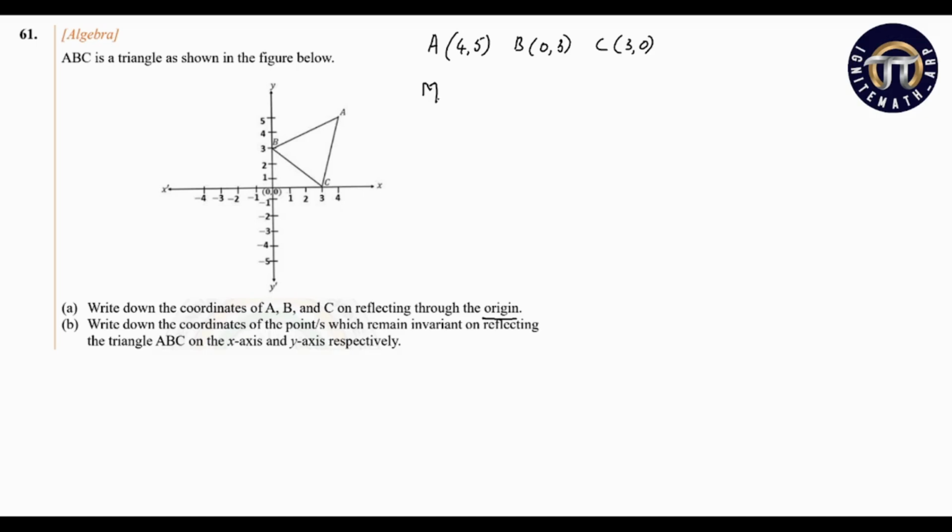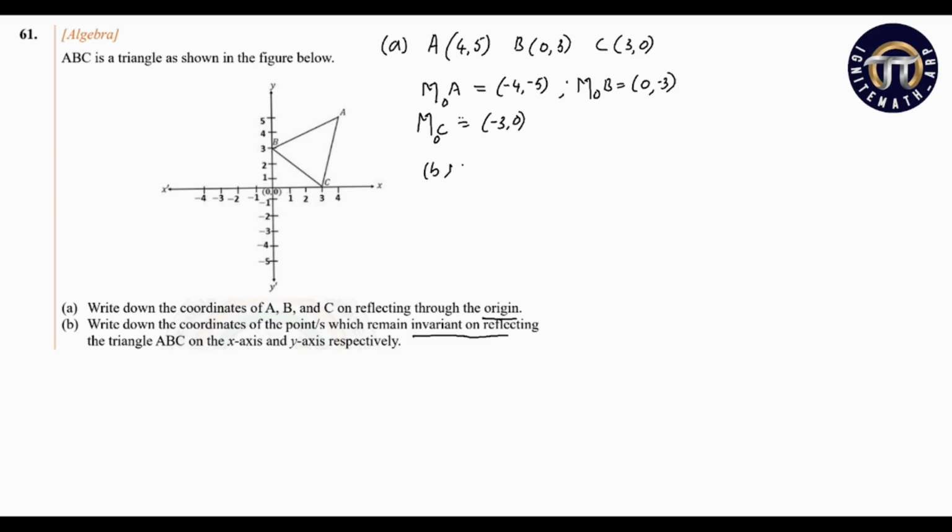Now you are asked to reflect the point A in the origin. When it is reflected in the origin, the sign of the coordinates gets reversed, so it will be -4, -5. When point B is reflected in the origin, it becomes 0 comma -3, and when point C is reflected in the origin, it becomes -3 comma 0. And you're asked to find the invariant points on reflecting the triangle ABC on the x-axis and y-axis. That is your question B.